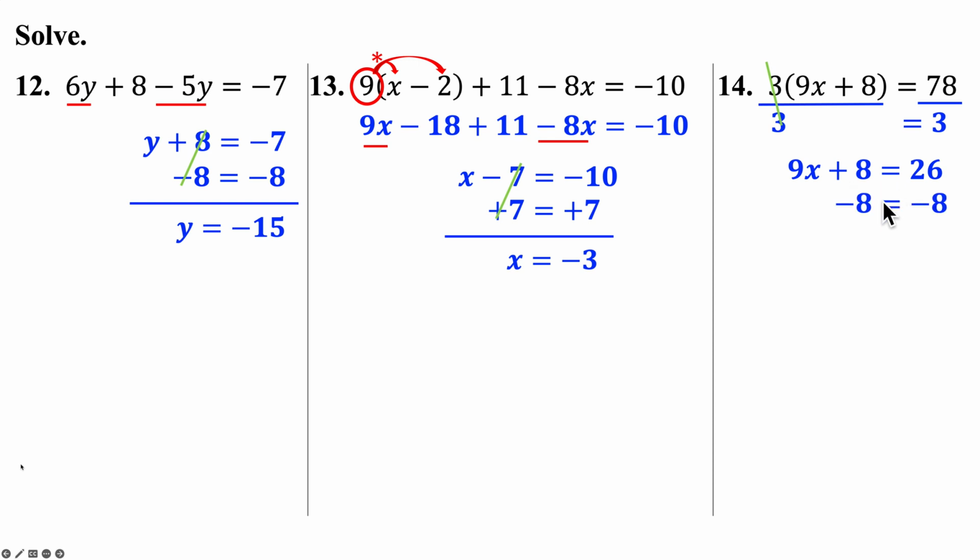Subtract over the 8. 9x is equal to 18. We divide by 9. X is equal to 2. Please keep in mind, you would still get the same answer of 2 if you distributed in the 3. Again, store 2 in for x, type in the left side, make sure it's equal to 78.